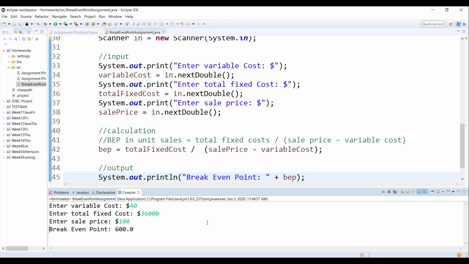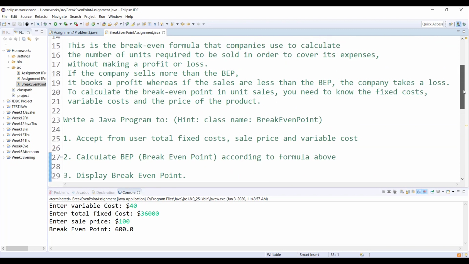So what exactly does that output of 600 mean? The output of 600 means that the retailer needs to sell 600 units of its product to break even. So the retailer needs to sell at least 600 units of the product to break even. So that's basically what this calculation does: it allows me to calculate the break-even point.